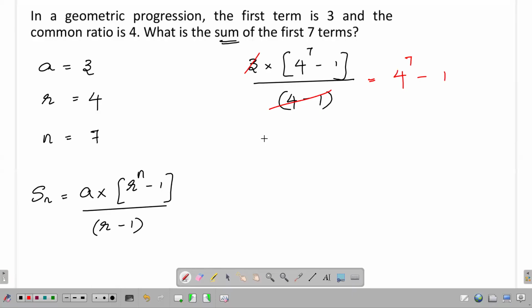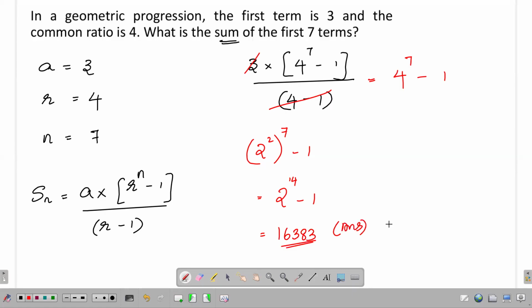You will know that 4 is nothing but 2 square, right? So it is 2 square, the whole power 7, minus 1. It is 2 power 14 minus 1, because 2 square, the whole raised to 7, is 2 power 14. 2 power 14 minus 1. And you can calculate 2 power 14. 2 power 14 is 16384. Minus 1, my answer will come as 16383. This is my final answer as far as our question is concerned.